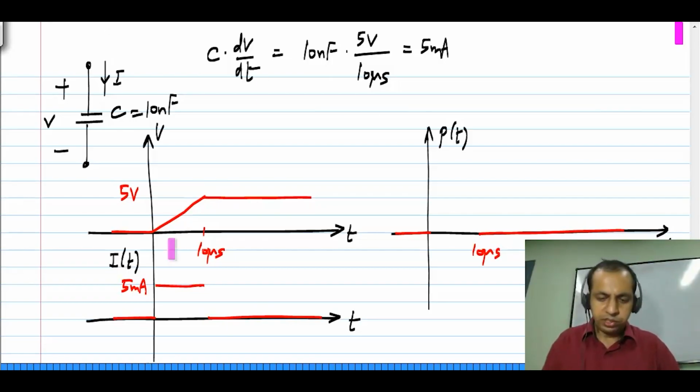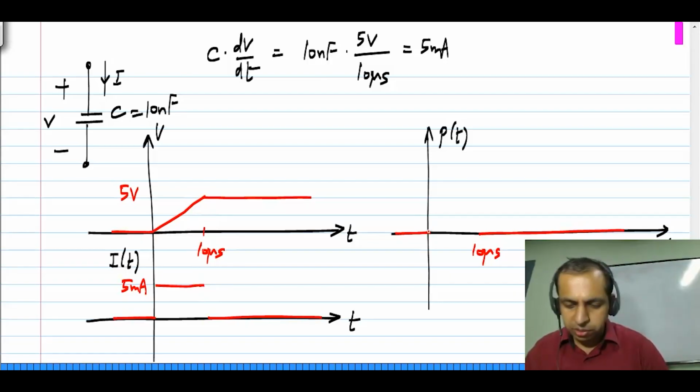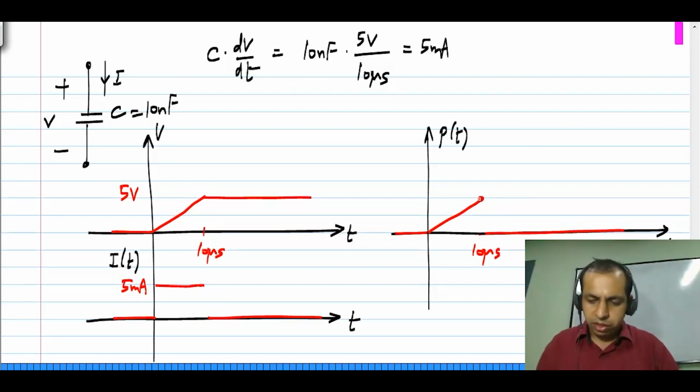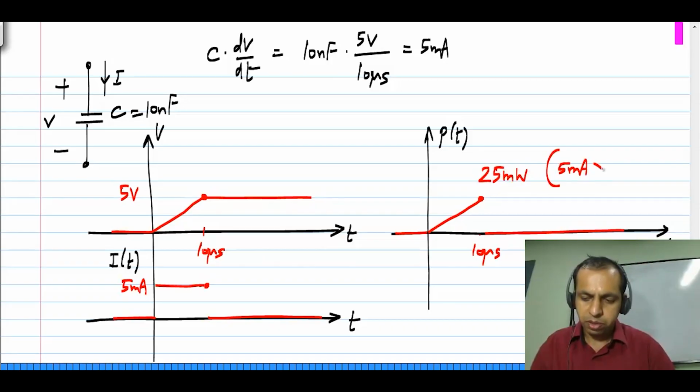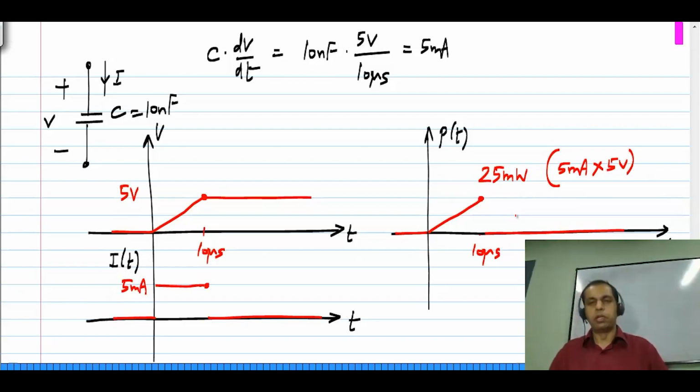And in between these intervals, we have a straight line like this multiplied by a constant. So this is a similar straight line. And the value it reaches here at t equal to 10 microseconds is the product of this value, 5 volts, and this value, 5 milliamps. So this is 25 milliwatts, 5 milliamps times 5 volts. So this is how the power absorbed in the capacitor changes with time.